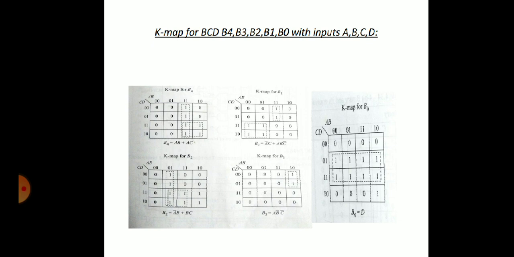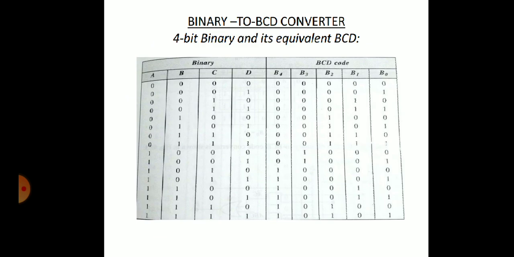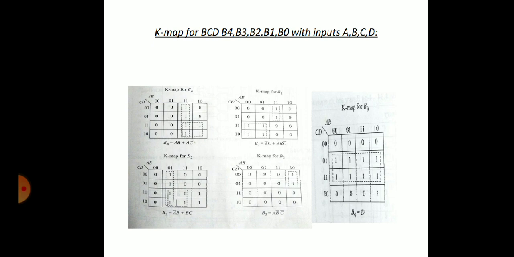So now this is the second step, K-map for BCD, B4, B3, B2, B1 and B0 with inputs A, B, C, D. In this truth table, you can see that the binary variables are A, B, C, D. So when you do the K-map, the variables will be A, B, C, D, and the K-map will be for B4, B3, B2, B1 and B0. Here you can see the K-maps and you will get the expressions B4, B2, B1, B3, B0.